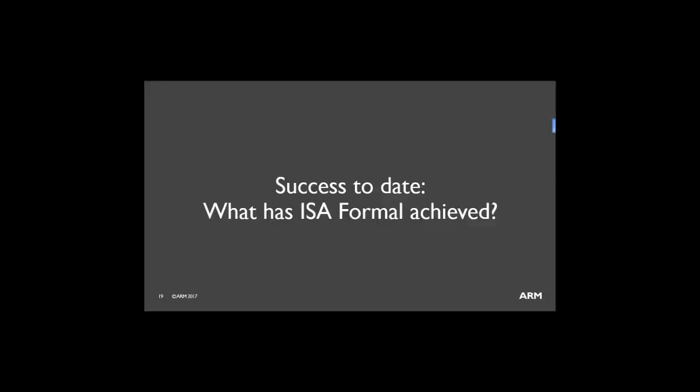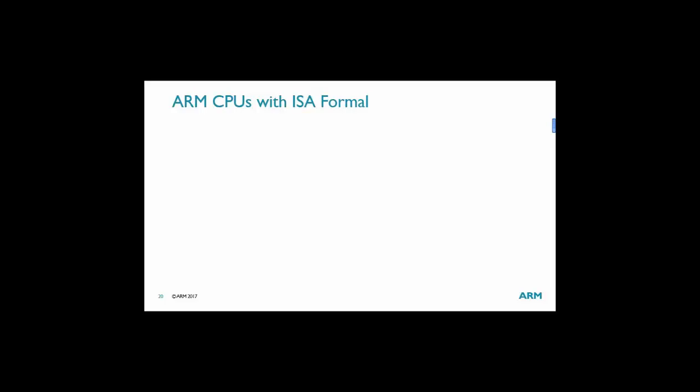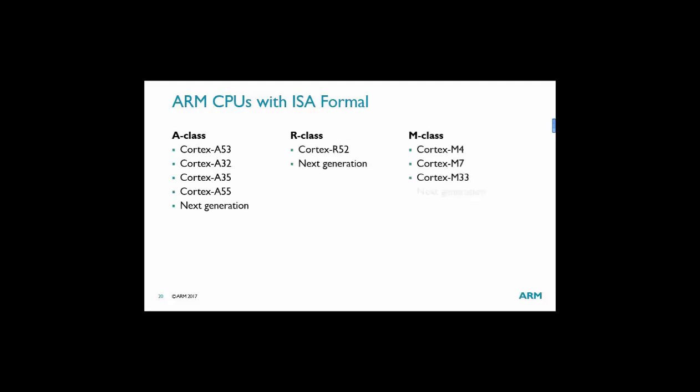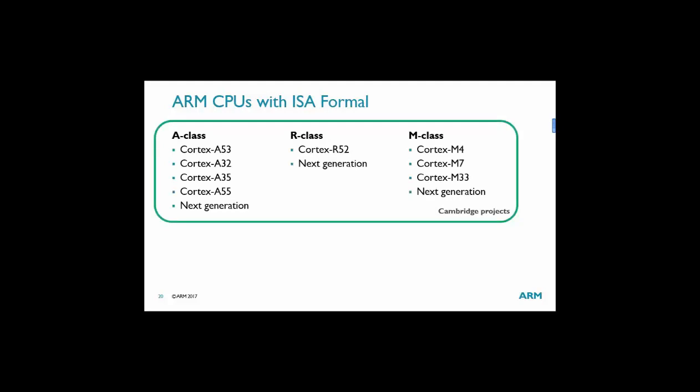So I've told you about how it works, at least from a theoretical standpoint, but what's it actually achieved? So let me go through that. The CPUs we've deployed it on, this is a list of all of those that's appearing. All of these, I should mention, are CPUs that have been developed in our Cambridge design office, in the CPU Cambridge office. This is a Cambridge born and bred methodology, but we are also rolling out globally to our other sites.